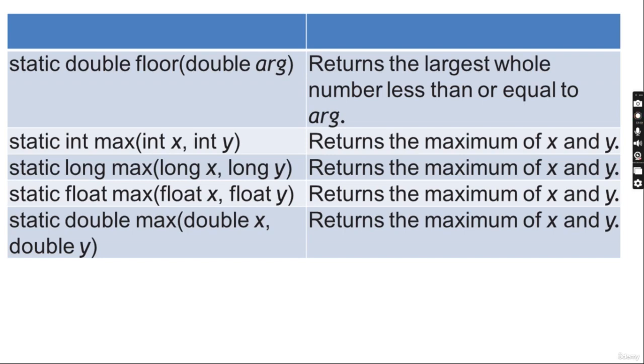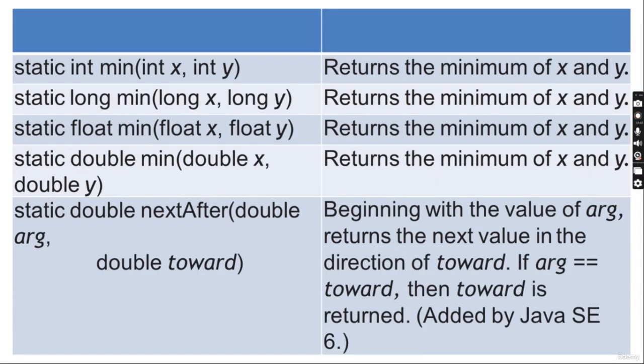Static int max(int x, int y) returns the maximum of x and y. Static long max(long x, long y) returns the maximum of x and y. Static float max(float x, float y) returns the maximum of x and y. And static double max(double x, double y) returns the maximum of x and y. Static int min(int x, int y) returns the minimum of x and y. Static long min(long x, long y) returns the minimum of x and y. Static float min(float x, float y) returns the minimum of x and y. Static double min(double x, double y) returns the minimum of x and y.